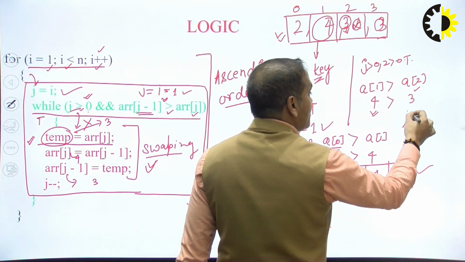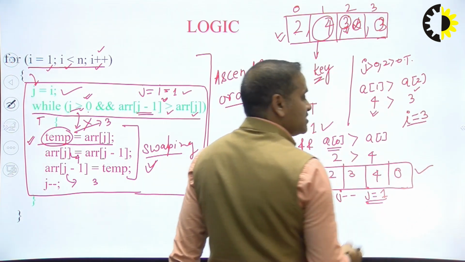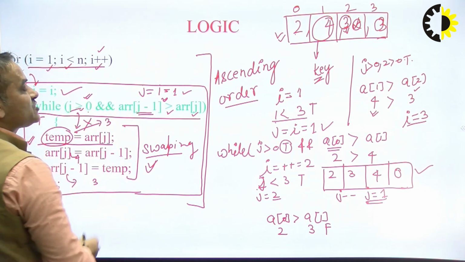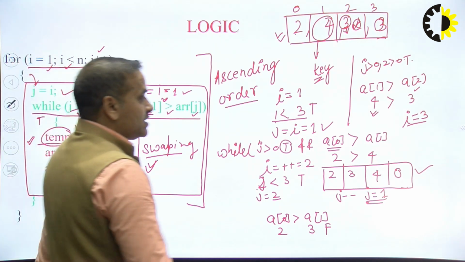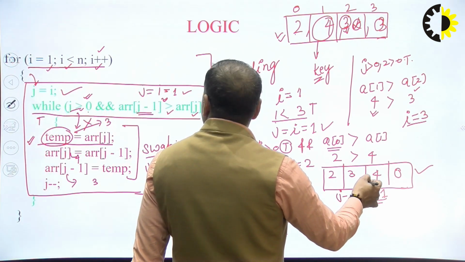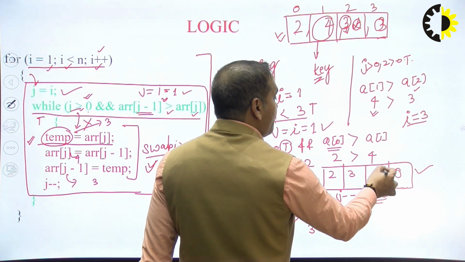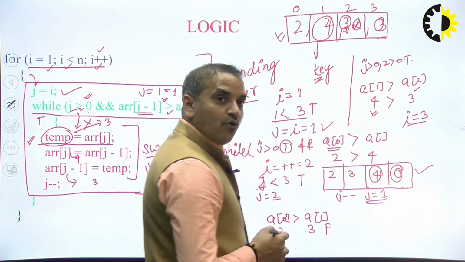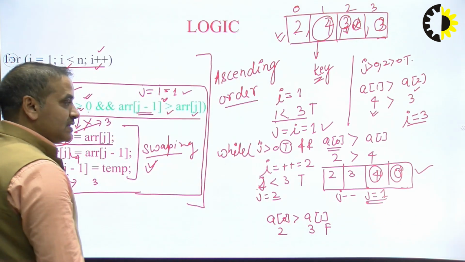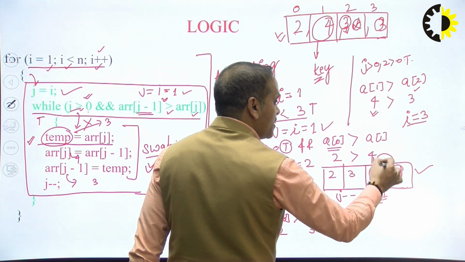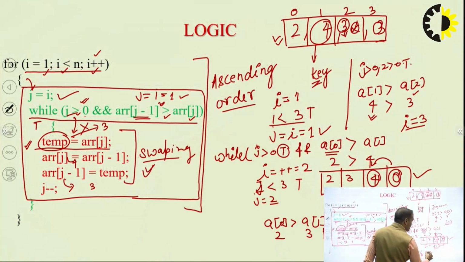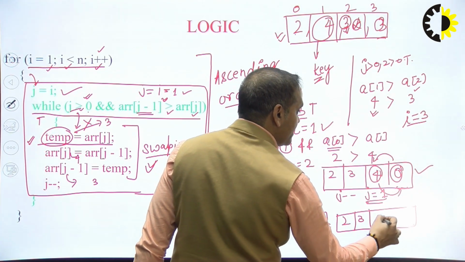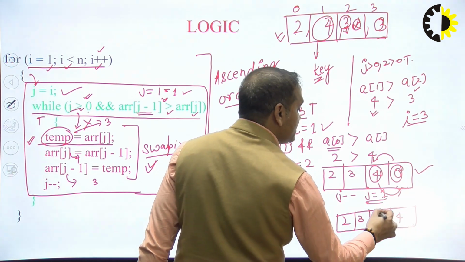Now the value of i equals 3. j is assigned 3. 3 is greater than 0 and a[j-1], that means a[2], the value of 3 minus 1, 2. The value of a[2] is 4 and the value of a[3] is 0. 4 is greater than 0, condition true. This performs the swap operation, 0 comes here and 4 goes here. Now the array looks like this: 2, 3, 0 and 4. Now this is the key value.